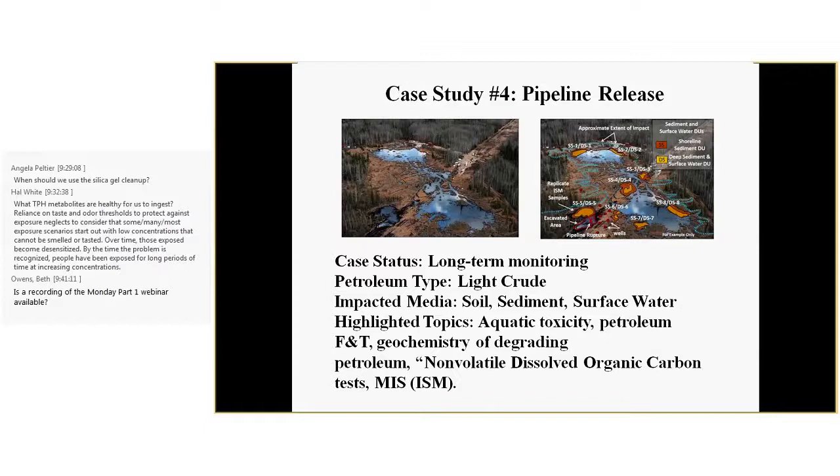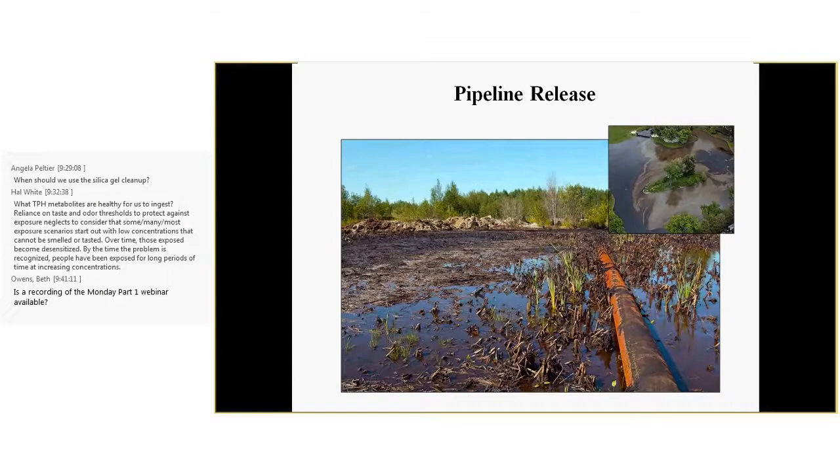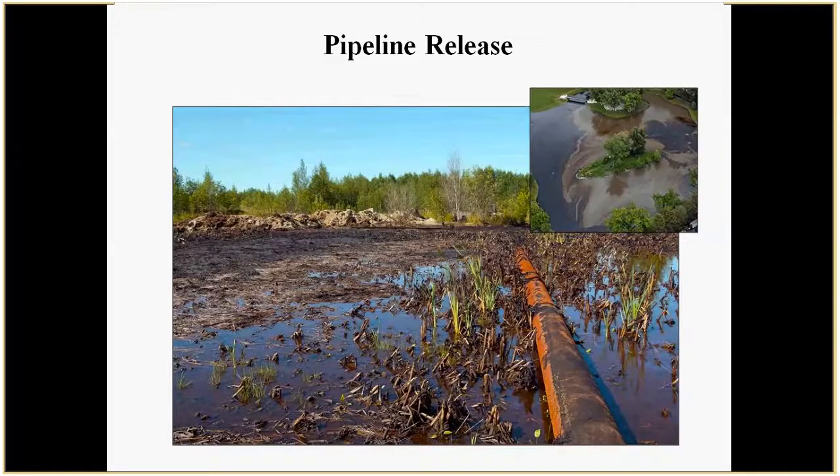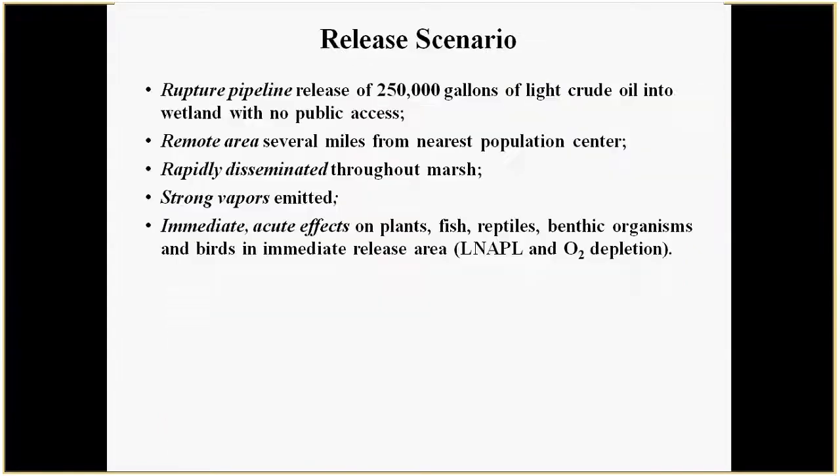Here's a picture of a pipeline release if you haven't ever seen these. So I used to do some work around oil and gas fields in South America, and we saw quite a few sites that actually did look like this, and they're a big mess and very difficult to deal with. Release scenario: it's a ruptured pipeline release of 250,000 gallons of light crude oil into the wetland. There's no public access. It's a remote area, several miles from the nearest population center, rapidly spread out, disseminated throughout the marsh.